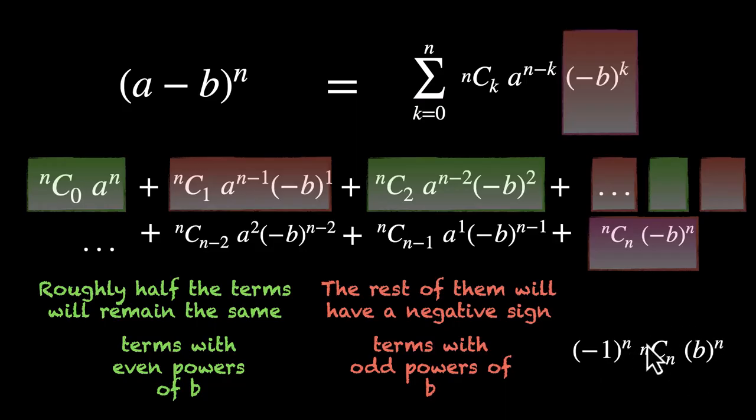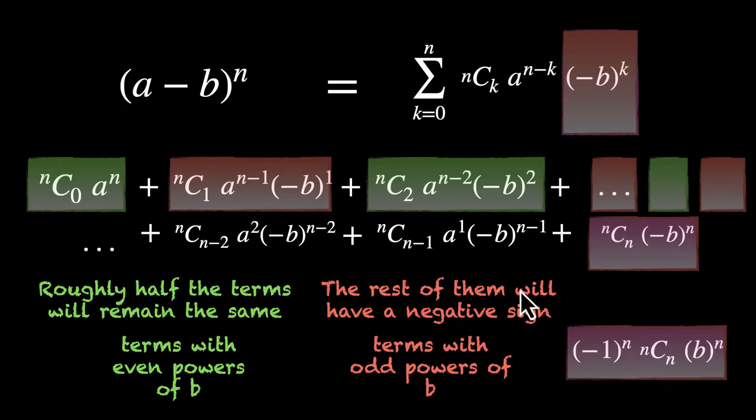So this stuff is the same. This stuff is new. We have added minus 1 to the power n on it. Okay, so this is the expansion for a minus b to the power n. Next, we'll put in some values for a and b to get two more special expansions.